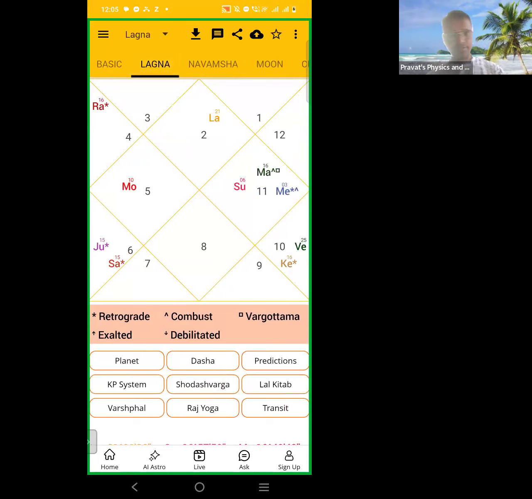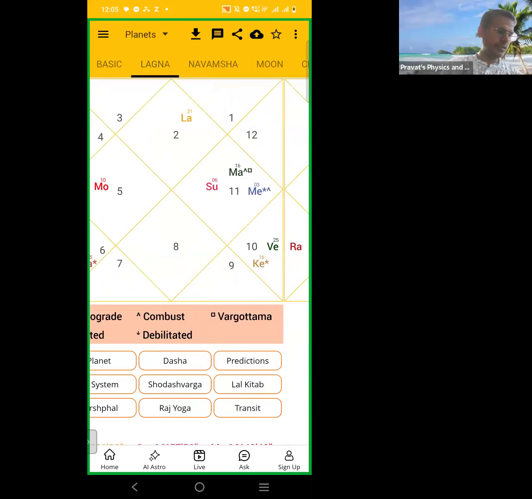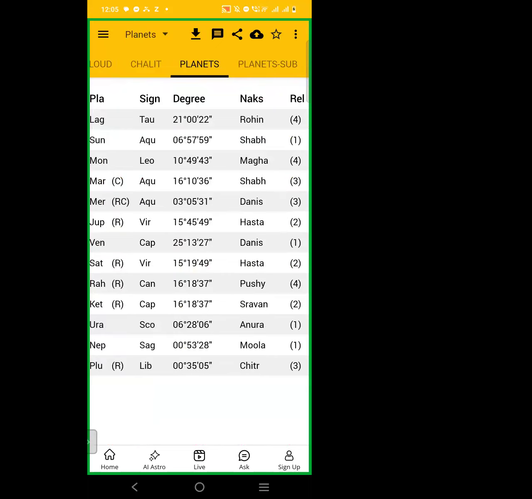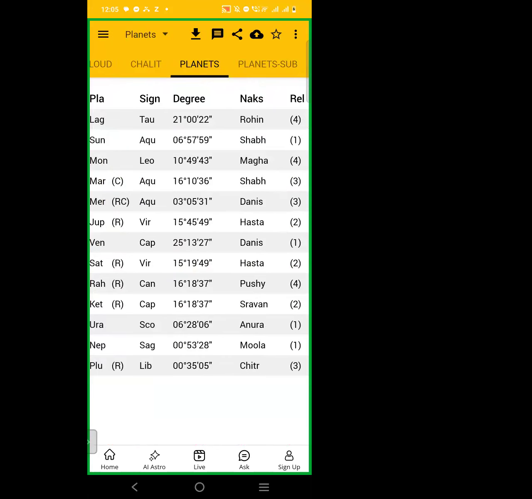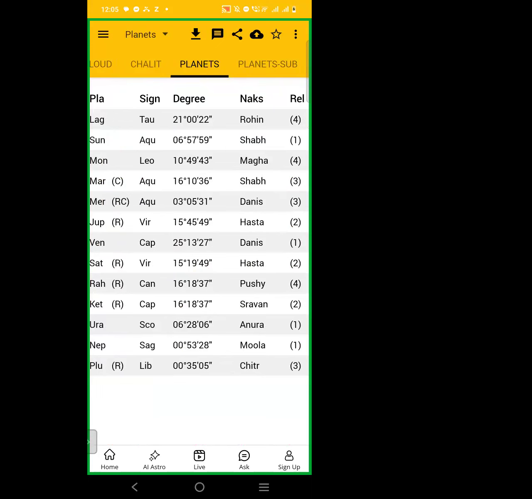Here is the direct question. Where is Mercury? Mercury is in Aquarius. So find out the degree of the planet. 3 degrees 5 minutes. Mercury is in the first division, 0 to 3 degrees 20 minutes, in the sign of Aquarius.